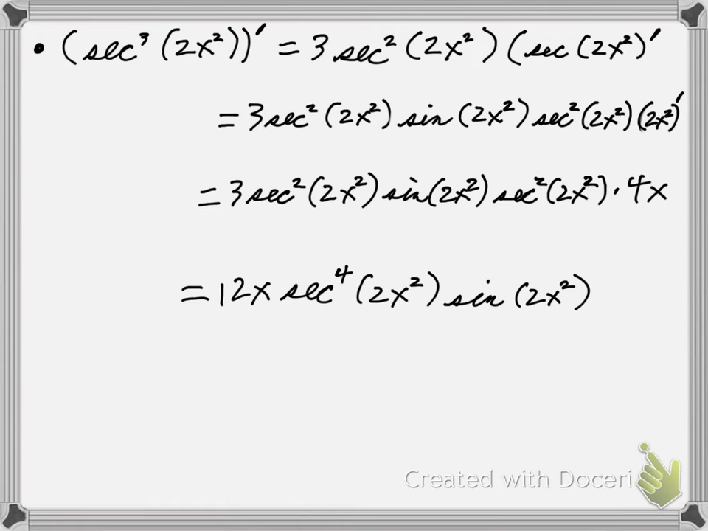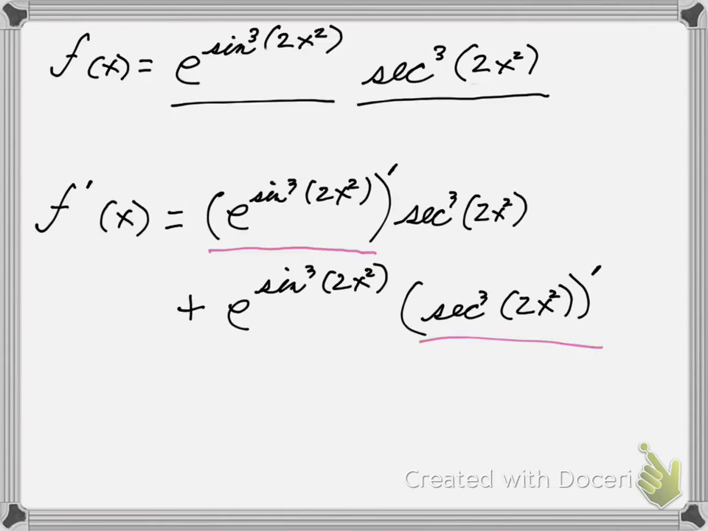And so now that we have both components of what we need to use the product rule, it's just a matter of plugging them into the product rule formula and simplifying what we can. So recall, when using the product rule, we're going to put what we calculated to be the derivative of e to the sine cubed of 2x squared and multiply that by secant cubed of 2x squared. Then we're going to add e to the sine cubed 2x squared times what we found to be the derivative of secant cubed of 2x squared.